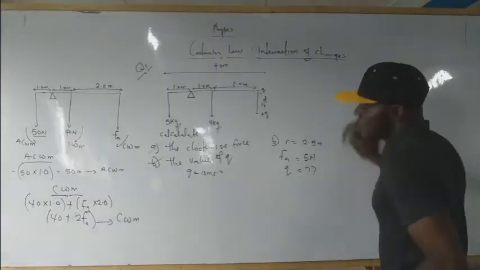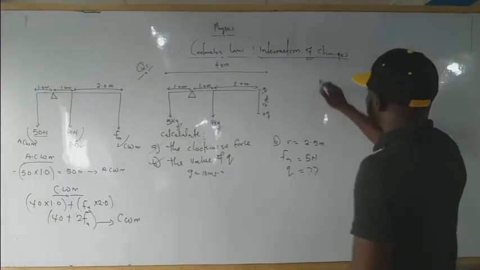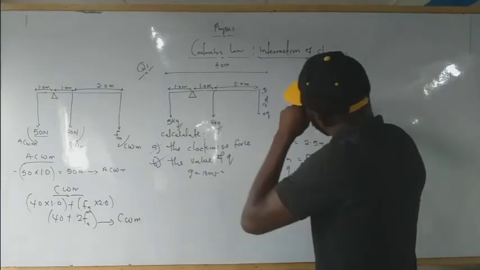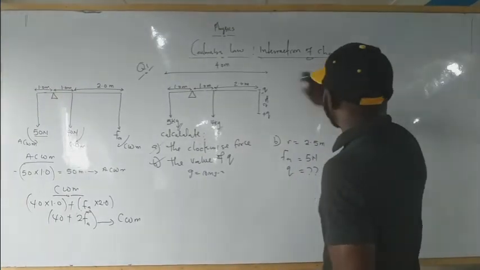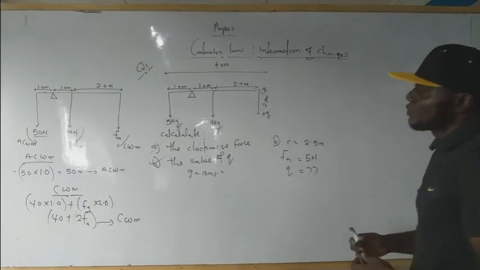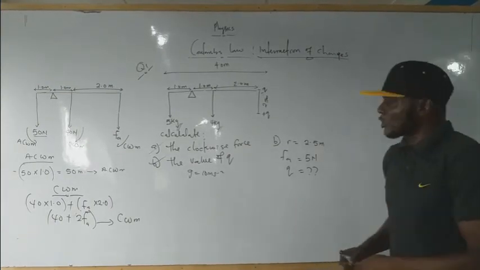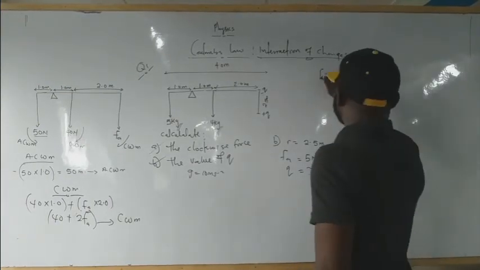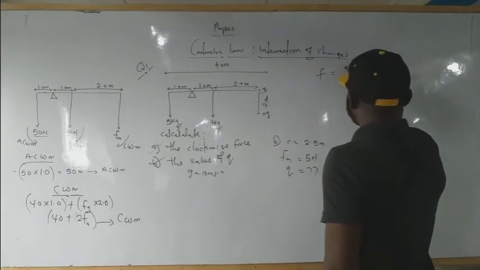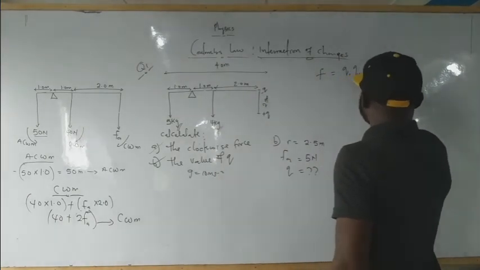So recall from Coulomb's law that the force of attraction or repulsion between two charges, Q1, Q2, is directly proportional to the product of the charges and inversely proportional to the square of their distance apart. So the force of attraction or repulsion will be K Q1 Q2 over R squared.